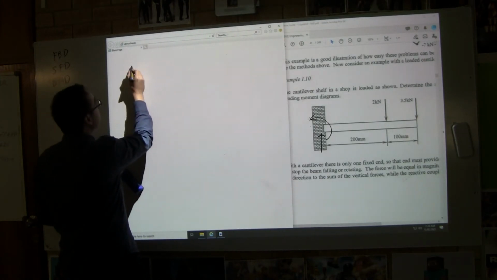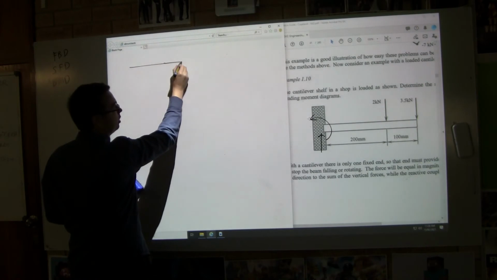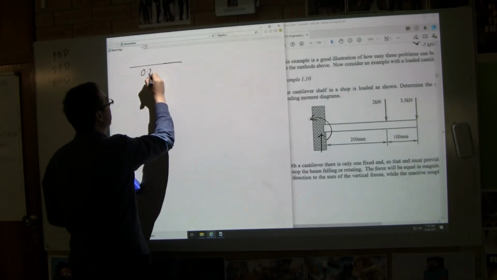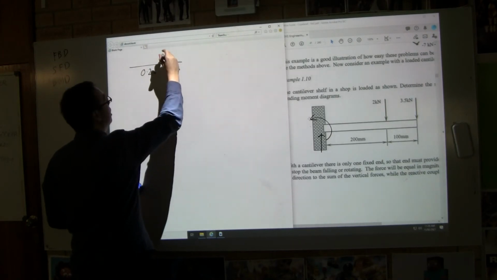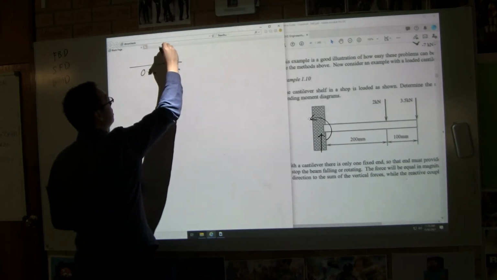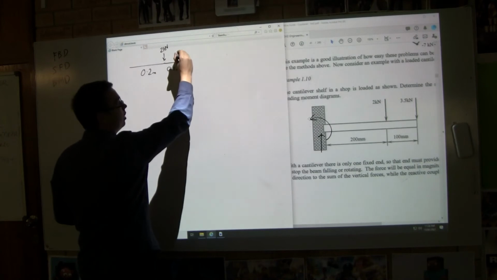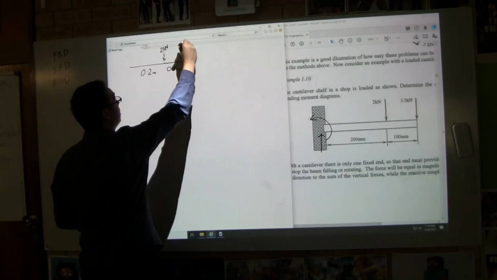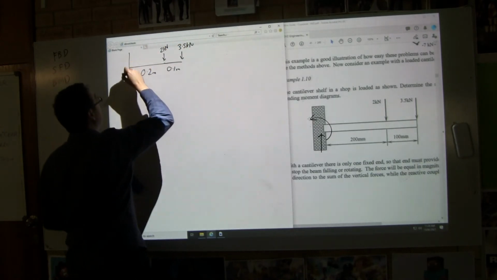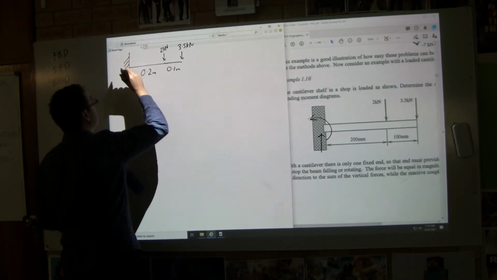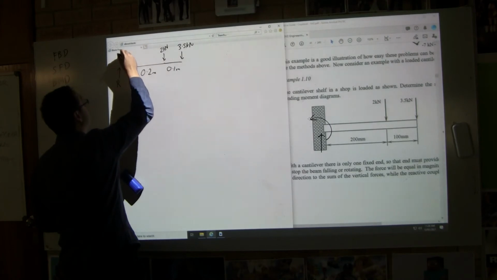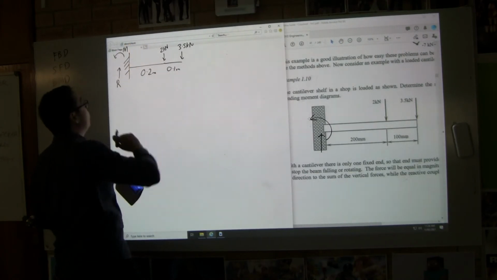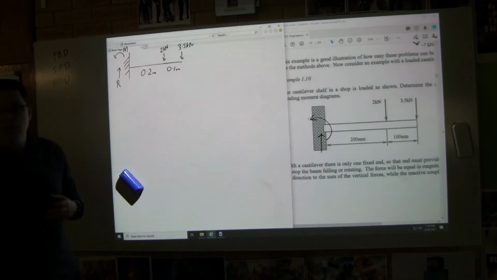Our free body diagram says we've got 200 millimeters and then another 100 millimeters. I'm going to write that in meters just because that's what we're kind of used to at this point. And we've got 2 kilonewtons and then another 3.5 kilonewtons. Then we draw our fixed reaction like this, and we know that there's going to be some sort of moment reaction, right? I'd call that the moment at the wall.